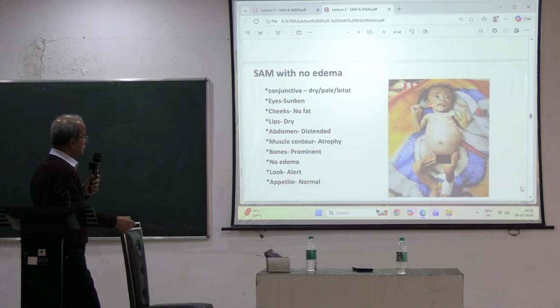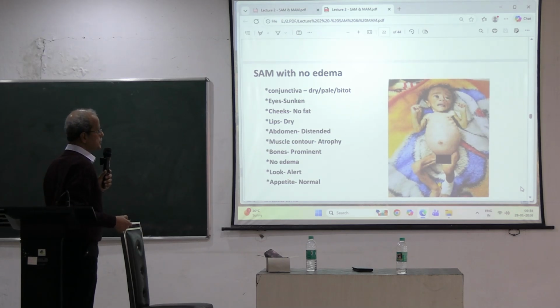Lips are dry, and the abdomen is distended because of the accumulation of gas and infection. The muscle contour shows atrophy. You see the muscles of the thigh, around the ribs, and the upper extremities are wasted. So there is atrophy and wasting of muscles, and the bones become prominent. You can see the femur is prominent. There is no edema, definitely. And the look is alert. For a marasmus child, the normal look is an alert look.